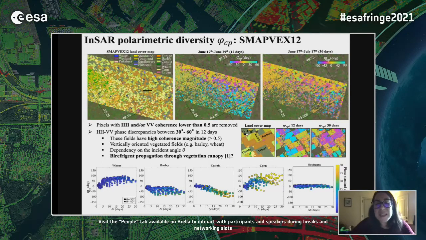In other words, we see that for wheat, barley, canola, and to a certain extent cornfield, this HH minus VV phase difference appears to be pronounced. Instead, for soybean fields, it's very low. In other words, we record differences between HH and VV interferograms over 12 days between 30 to 60 degrees. Given that these differences pop up over fields characterized by vertically oriented vegetation, we suspect that one reason that gives rise to these inconsistencies is birefringent propagation through the vegetation canopy.